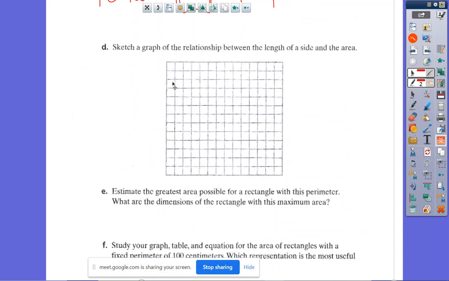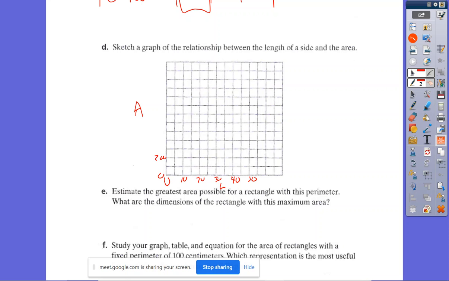Sketch the graph. All right, so we have a length, and we do need to label this, and area. So if I have a length of 0, let's call this 10, 20, 30, 40, 50. And I'm going to count by hundreds, so 0, 100, 200, 3, 4, 5. Oh, let's count by 50s. So 100, 200, 300, 400, 500, 600.